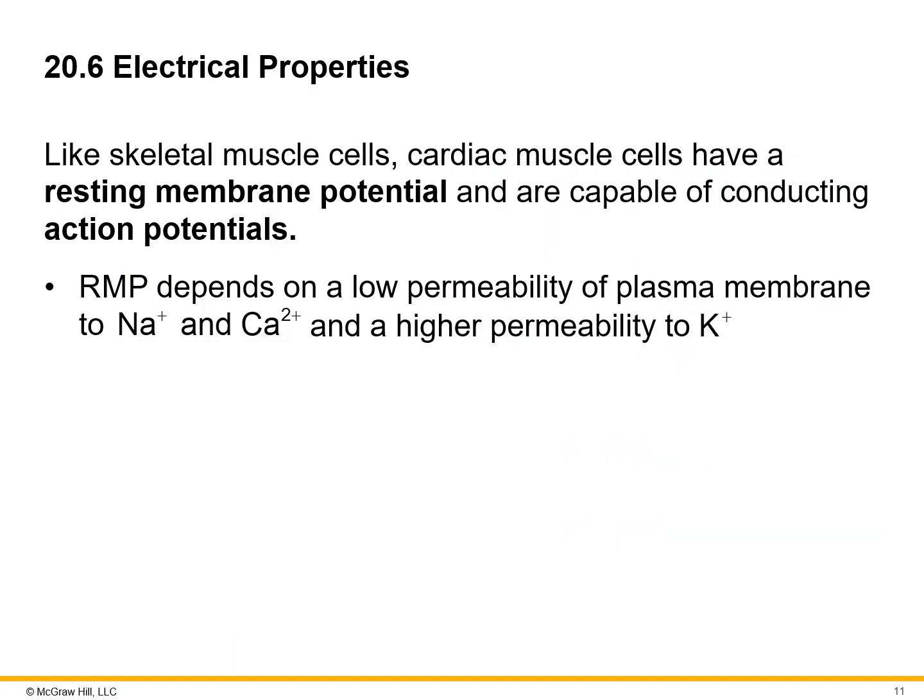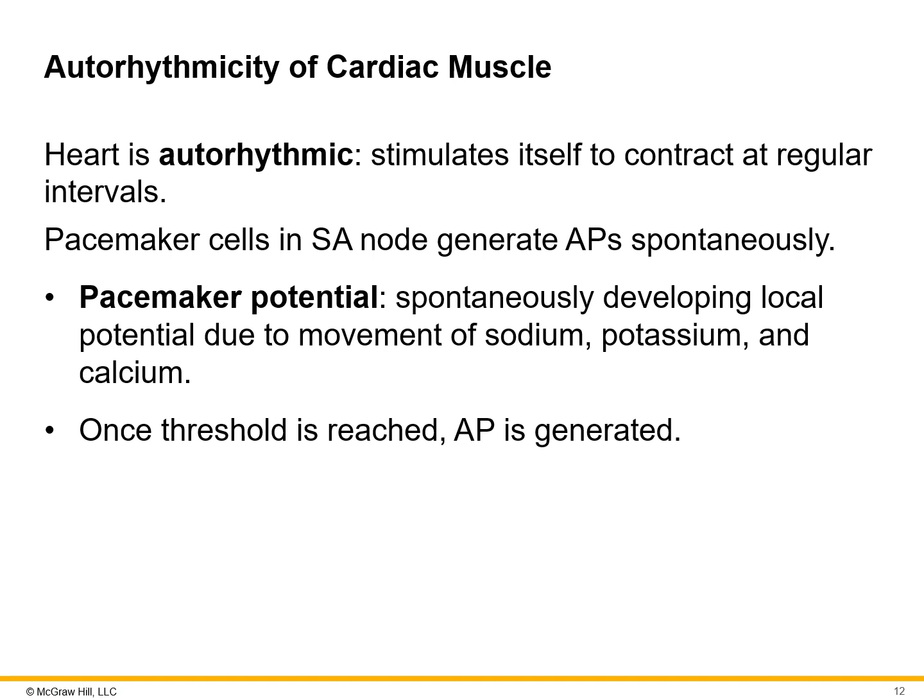All right, now if we look at the electrical properties, like skeletal muscle, cardiac muscle has a normal resting membrane potential, and it can conduct action potentials. That resting membrane potential depends on low permeability to sodium and calcium, but more permeability to potassium. There are potassium leak channels, like we talked about with neurons. Potassium is the main thing moving at rest. Now we do have some autorhythmicity. The heart is autorhythmic, meaning it stimulates itself to contract at regular intervals. Again, that's the pacemaker cells in the SA node that can generate those action potentials spontaneously.